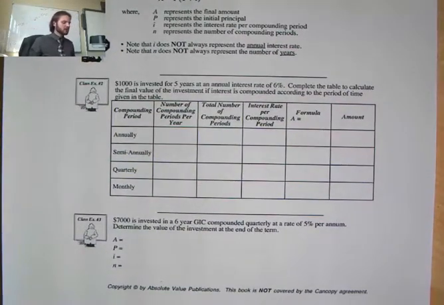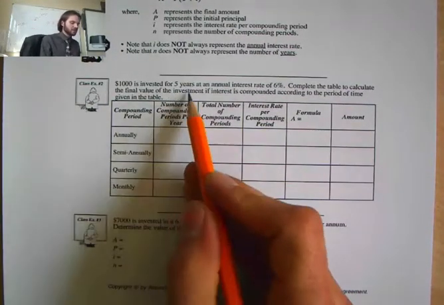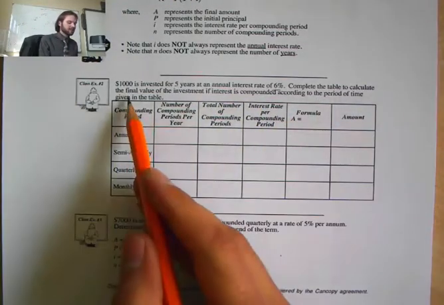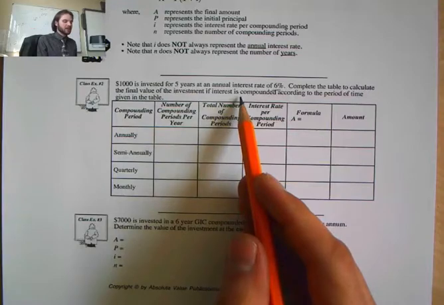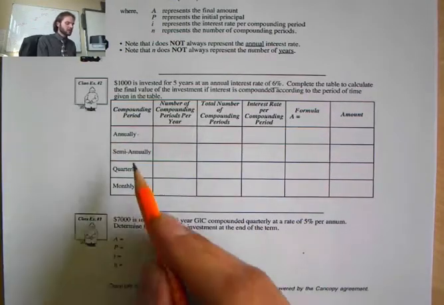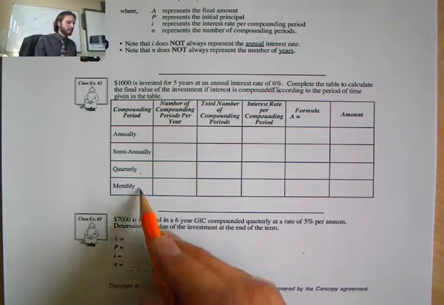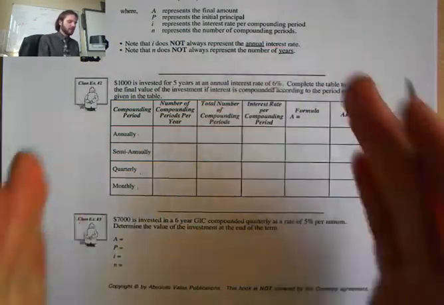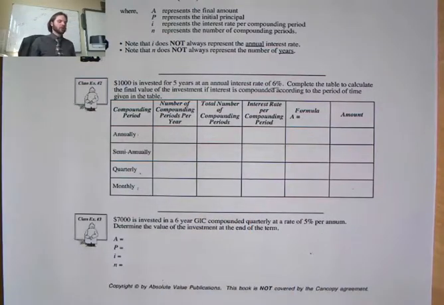It says $1,000 is invested for 5 years at an annual interest rate of 6%. Complete the table to calculate the final value of the investment if interest is compounded according to the final period. So let's look at this now. We have compounded annually, semi-annually, quarterly, and monthly. All right? Now, I'll first do all these, set up the formulas, and see if you can figure out what's happening, okay?